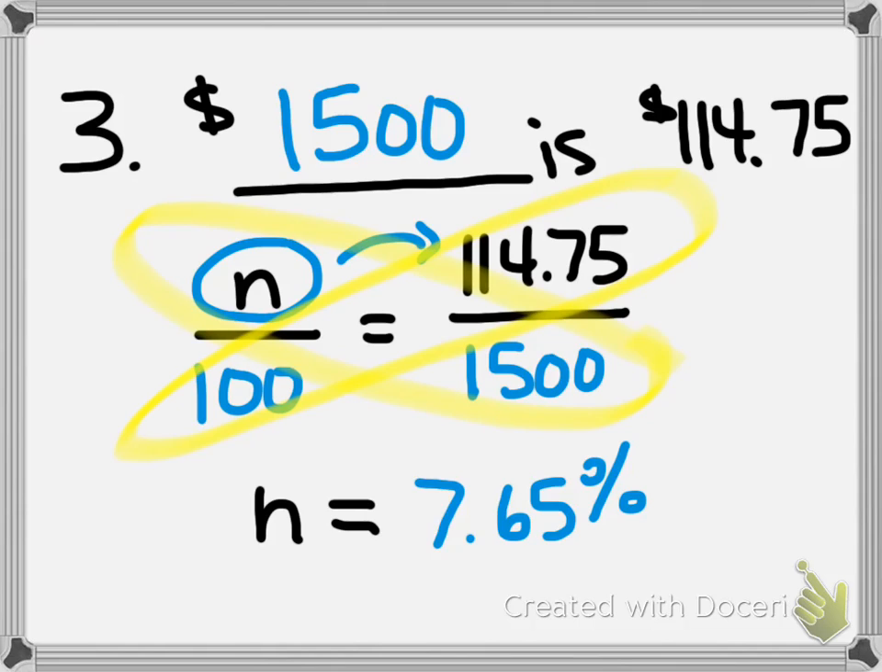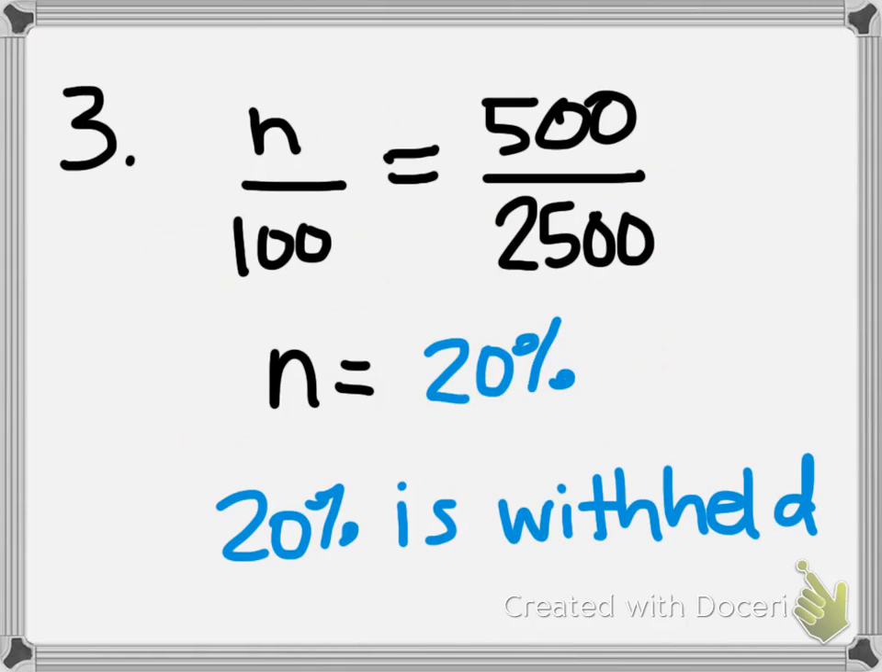Okay, I'd like you to pause the video and do Check It Out number 3 on your own. Okay, this is Check It Out number 3. You should have solved your proportion. N over 100 equals 500 over 2,500. Cross multiplied to find that the answer was 20%. 20% of Bill's earnings are withheld for income tax.